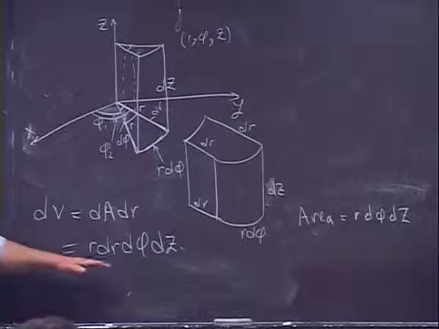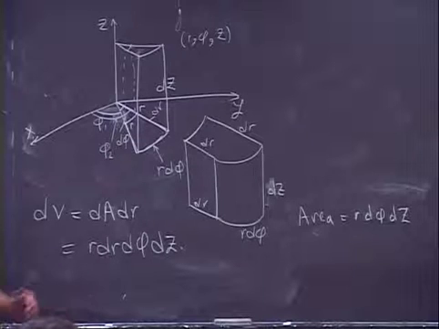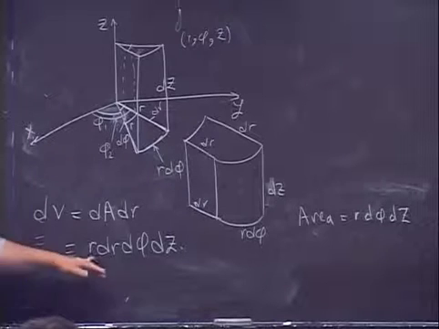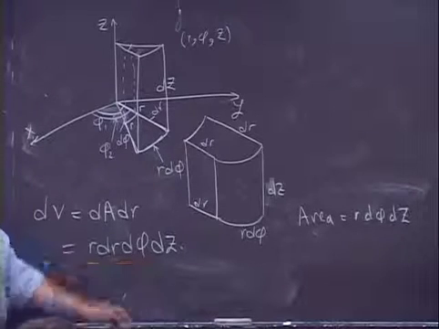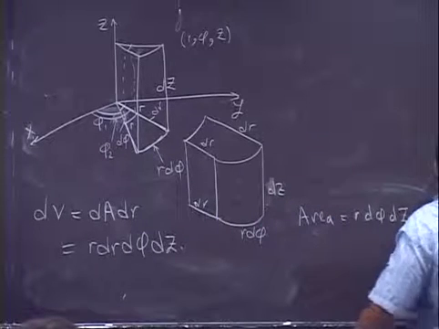If you want to integrate, we will use this a lot in the volume integral in cylindrical geometry. And in Cartesian, it's just dx, dy, dz. Here it is r, dr, d phi, dz. So let's look at the spherical geometry.